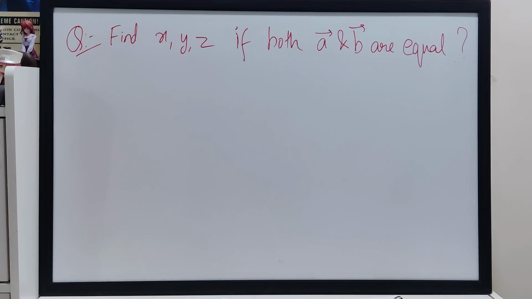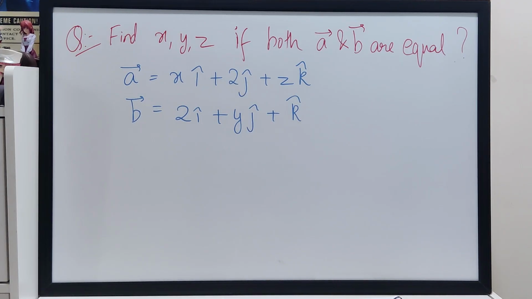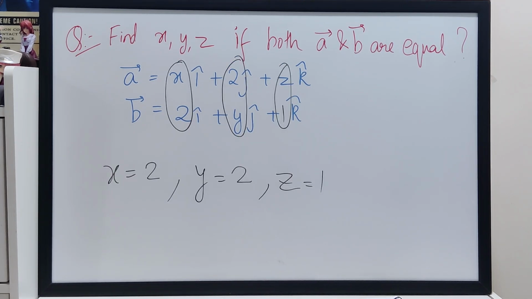So starting with the question, find values of x, y, z so that the below vectors are equal. For vectors to be equal, the magnitude should also be same. So compare the two vectors: x equals 2, y equals 2, z equals 1.